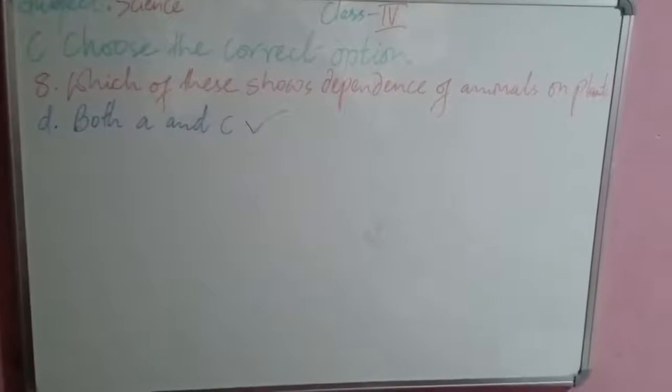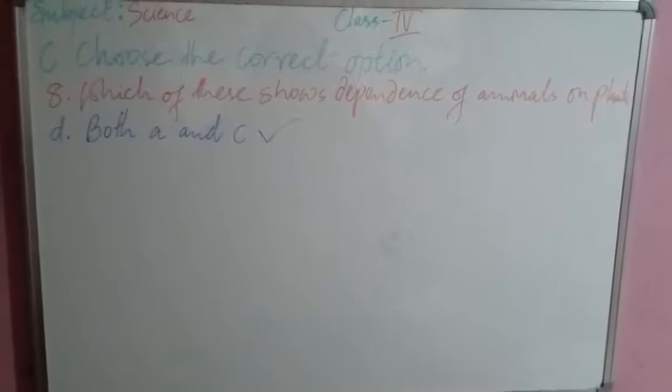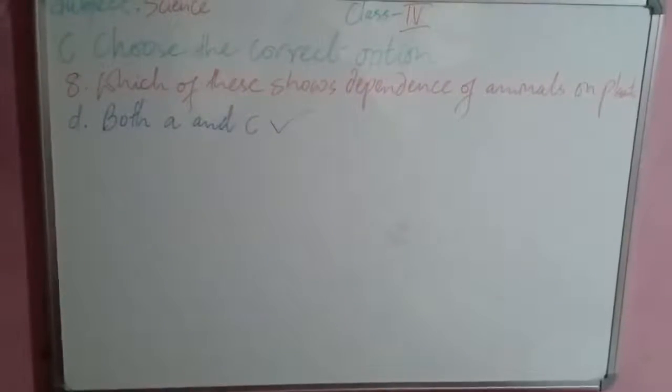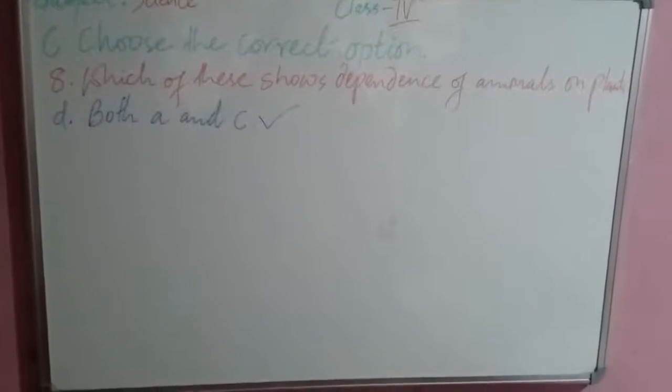Question 8. Which of these shows dependence of animal on plants? So option D, both A and C.